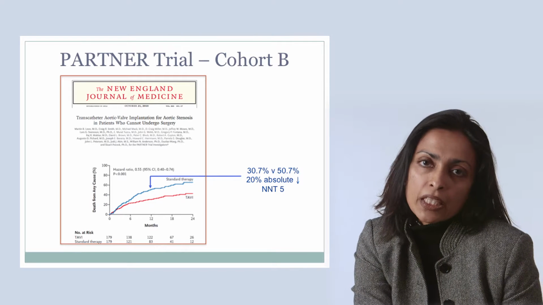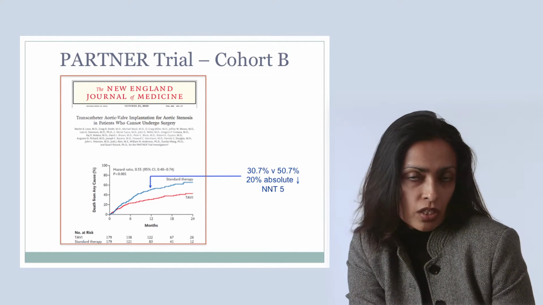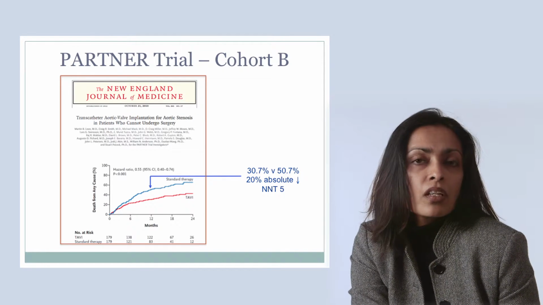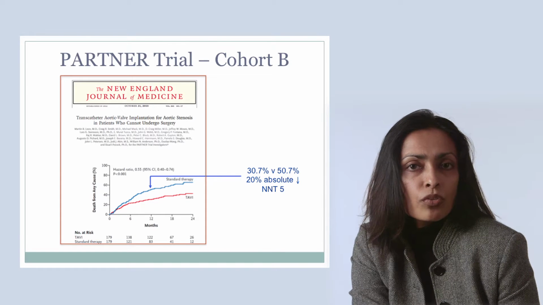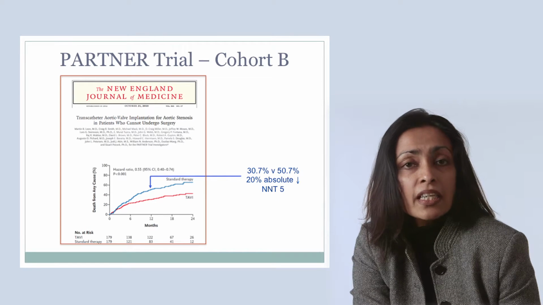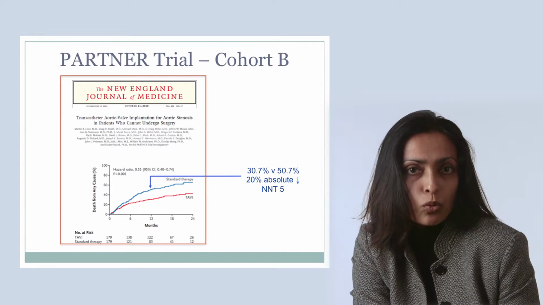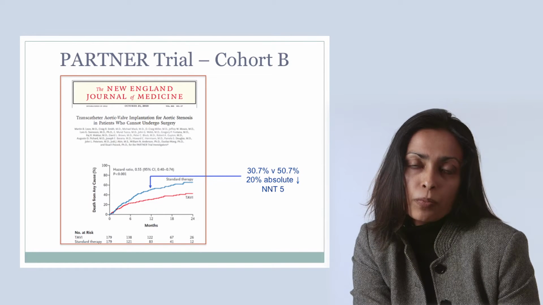Towards the end of 2010, results of the PARTNER trial, Cohort B, were published in the New England Journal of Medicine. This important study showed that in patients unsuitable for surgical AVR, the transcatheter TAVI option led to a significant reduction in mortality versus standard treatment.